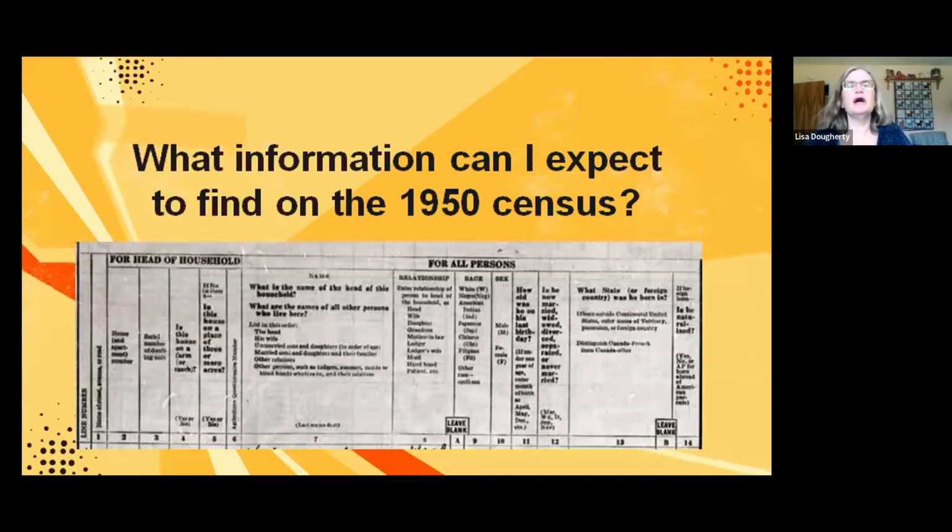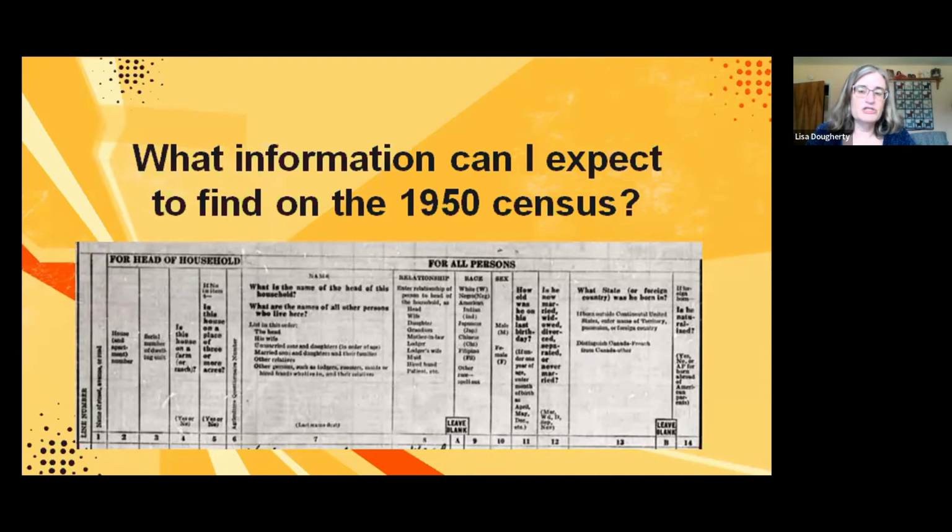So moving on to information. What can I expect to find on the 1950 census? Well, first of all, there's a lot of column headings. As you can see, this is only half of the page. And this is only half of the top because there are other column headings on the bottom. So probably the best thing that I can recommend to you is to check the Family Search Wiki for a complete explanation of all of the column headings and what they all mean.